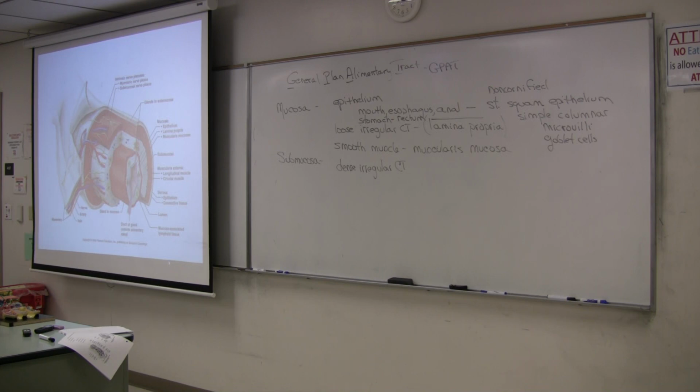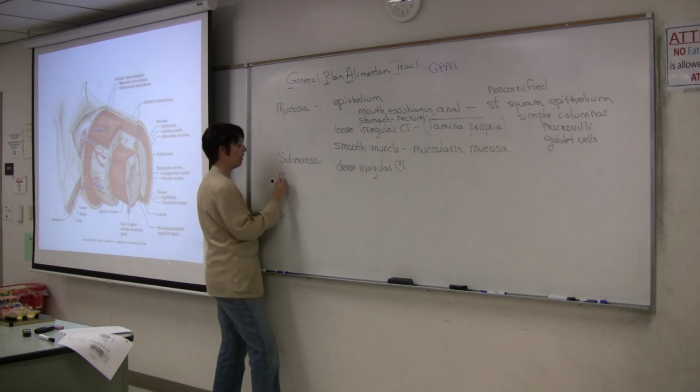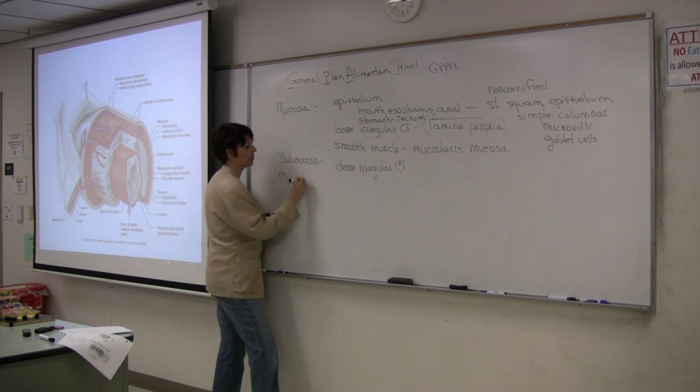Okay? All right, so the submucosa is going to have everything that your regular tissue has, larger blood vessels, larger nerves, and it binds our mucosal layer to the muscle. The muscle is what creates the motility. It's what moves the food through the digestive tract. So this is known as the muscularis externa, to differentiate it from muscularis mucosa.